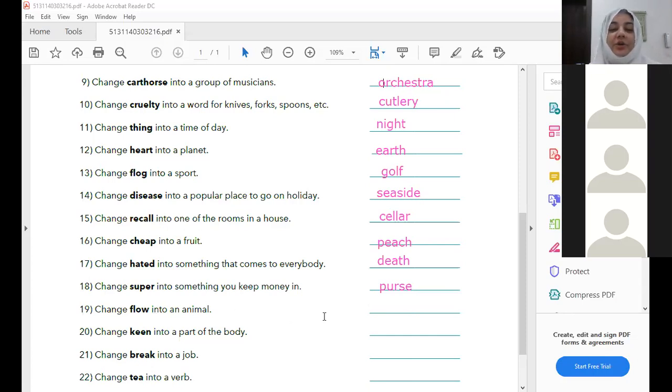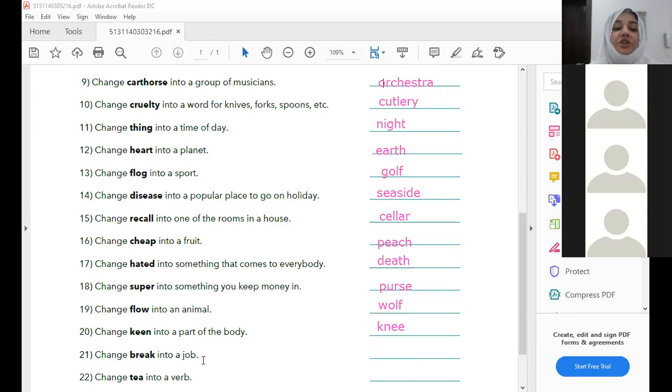Change flow into an animal. Very good, my kid. It's a little lengthy, but inshallah it's going to end. Change keen into a part of the body. Knee. Very good job.